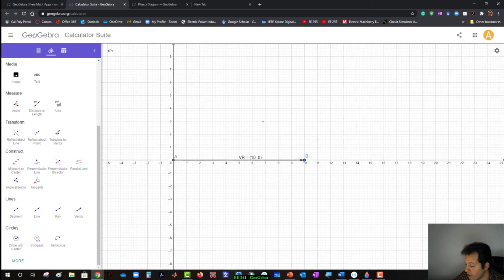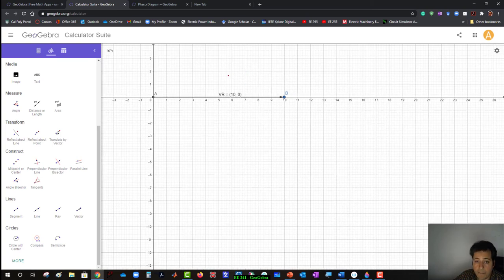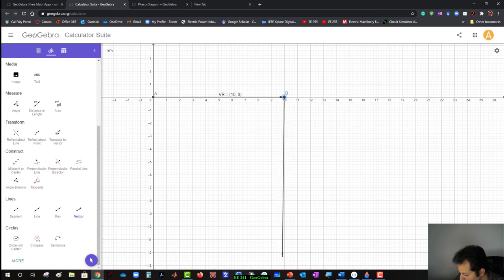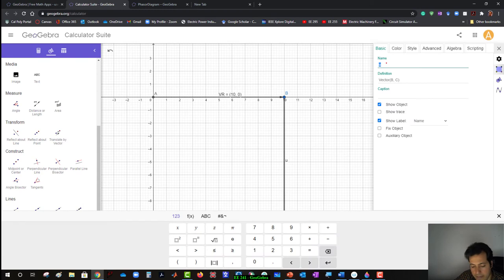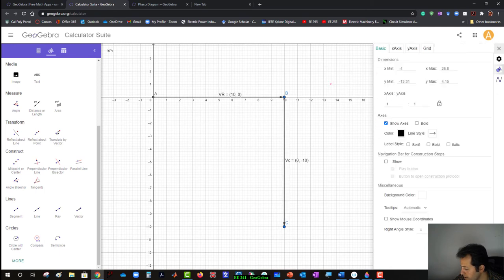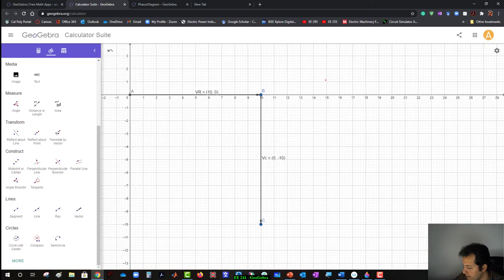Now I want to plot VC. How much is VC? 10. Where does it go? It goes down, negative 90 degrees. Remember that, right? So I go negative 10, which is going to come to this point. Again, I have to right click, settings, then VC, and then name and value. And yes, that's it.